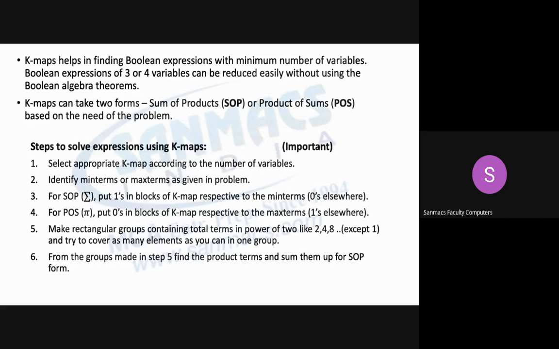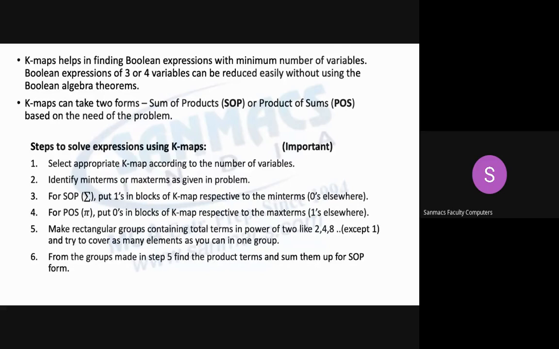Then the third step is, for SOP, or the summation sign or sigma sign, put ones in the blocks of the K-map respective to the min terms. And you can fill out the other cells with zeros, or you can also leave them empty. The fourth is for POS, which is denoted by pi: you need to put zeros in the blocks of the K-map respective to the max terms. And you can similarly put ones in the remaining cells, or just leave them empty.